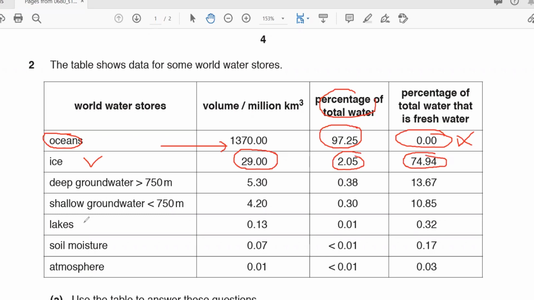So like this, they have mentioned the shallow groundwater and deep groundwater. Just sometimes as a question they can ask the difference between deep groundwater and shallow. Less than 750 is known as shallow. More than that is known as deep. Lakes, soil moisture in the soil. You have the atmosphere also full of water vapor, especially in areas near the sea, where you sometimes find the humidity level is too much, and those areas have a lot of moisture in the air or atmosphere. So this is the table describing these things.